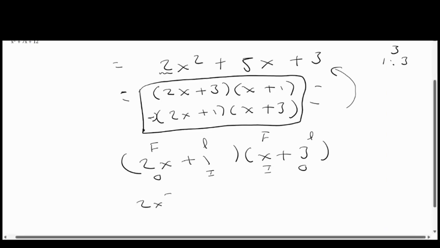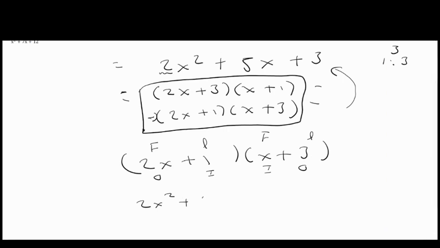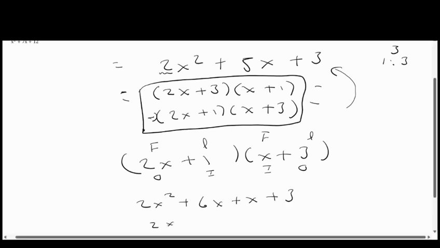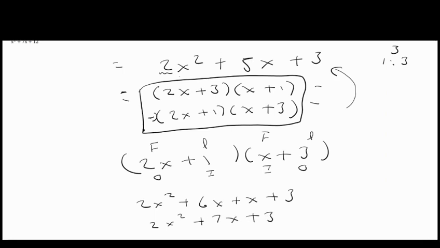We have 2x squared, our first. Our outers, 2x times 3, that's just going to be 6x. Inners, 1 times x, that's just going to be x. Then we have our lasts, 1 times 3, that's just 3. Let's simplify further. We have 2x squared plus 7x plus 3. Does it give us our original expression? No, it does not.